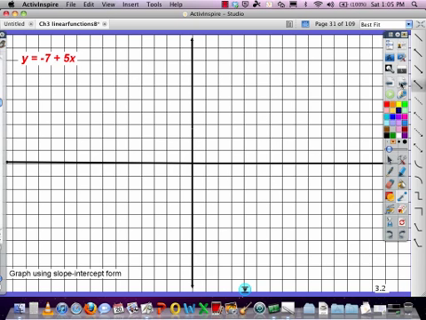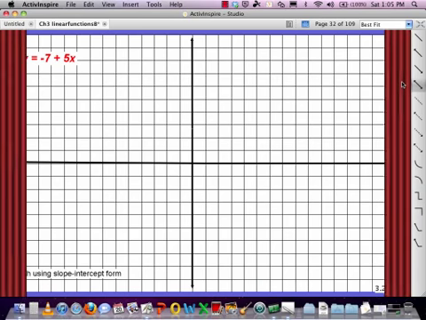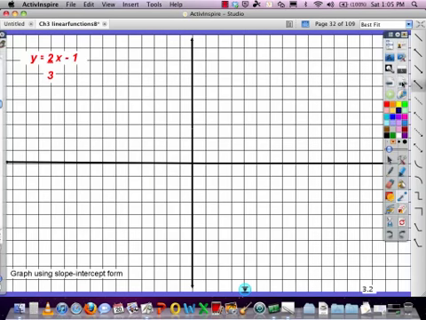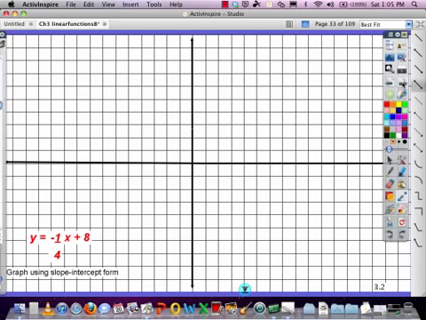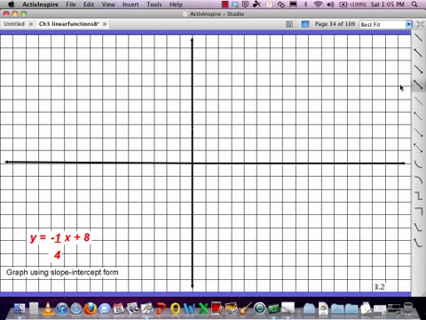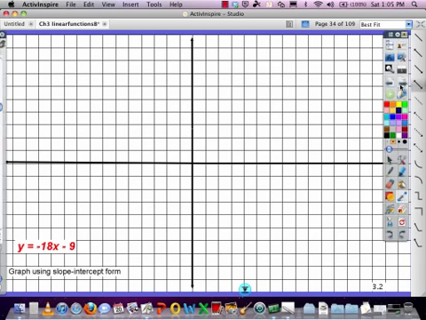Also is this one. We usually say y equals mx plus b. Notice this is y equals b plus mx. This is a fraction, 2/3 x minus 1. Negative 1/4 x plus 8. So we're still graphing our y-intercept first, then our slope.